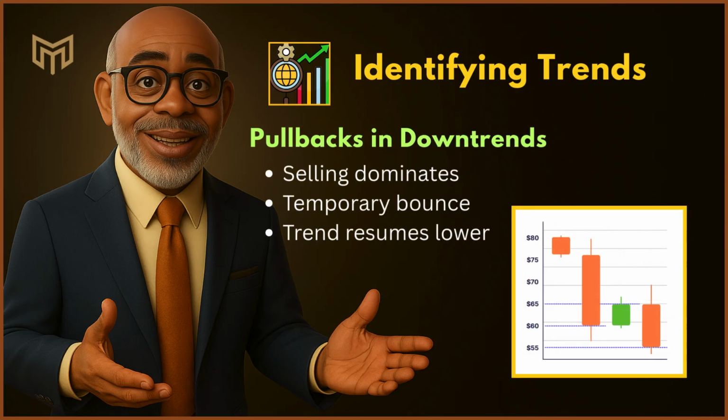Pullbacks happen in downtrends as well. Imagine a stock falling steadily from $80 to $60. After that drop, some traders view the lower price as an opportunity and begin buying. That brief buying pushes the price up to $65, creating a temporary bounce. Psychologically, this reflects short-term optimism or bargain hunting, not a change in control. If selling pressure remains strong, sellers step back in and the price resumes its downward move, continuing lower to $55. The overall downtrend remains intact.